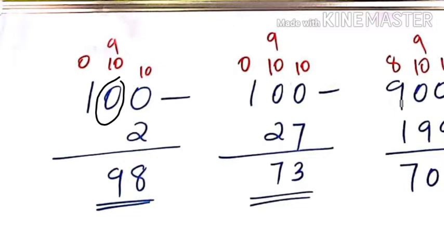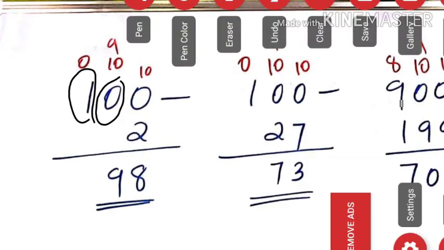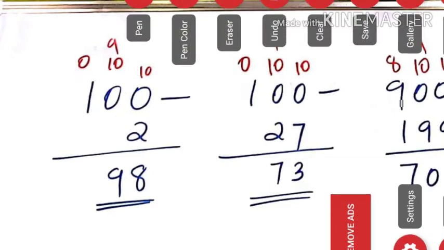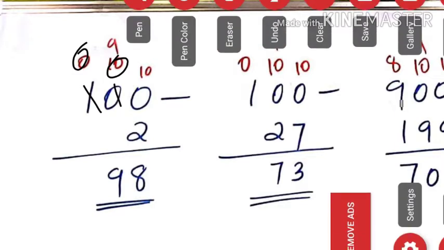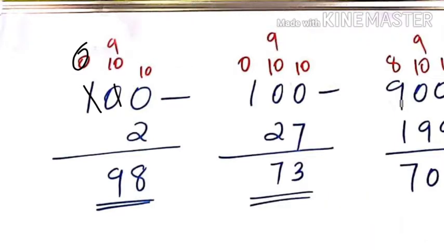Now we are moving to hundreds place for borrowing 1. When we borrow 1 from this 1, it becomes 0 and this 0 becomes 10. In the second step, we are borrowing 1 from this 10. So this 10 becomes 9 and this 0 becomes 10.